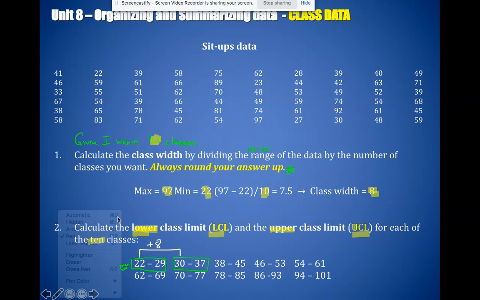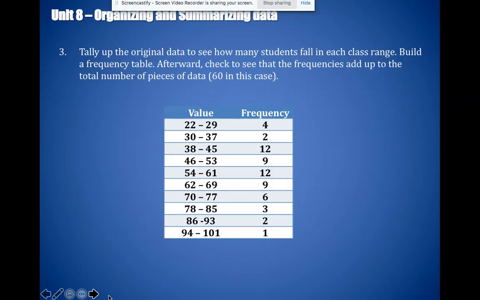Then take this class's minimum and add 8. And that gets you all of your LCLs. Start with your LCLs. Do these first. And then backfill the UCLs. So here, like I said, this is not actually how I write this out. I'll show you how I write it out, like that.